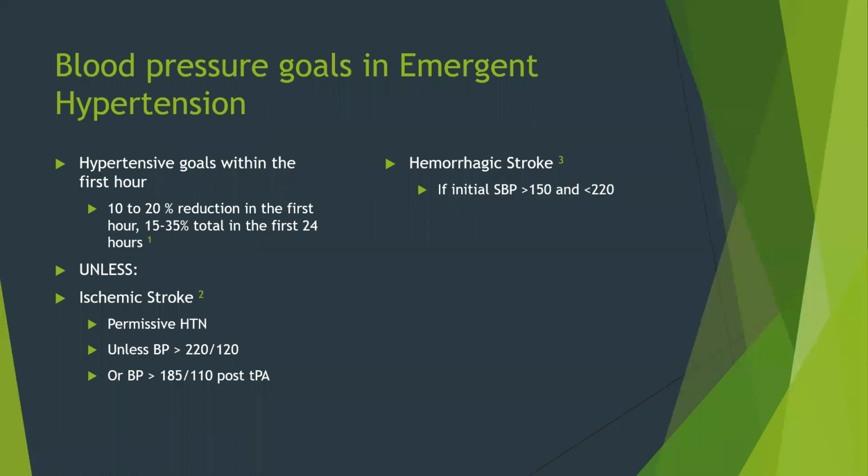Regardless of how high their initial blood pressure was, as long as it's under 220, you're going to lower it all the way to 140. Initial blood pressure is 200, you're going to lower it to 140. And that's to make sure that you're not making the hemorrhage worse.